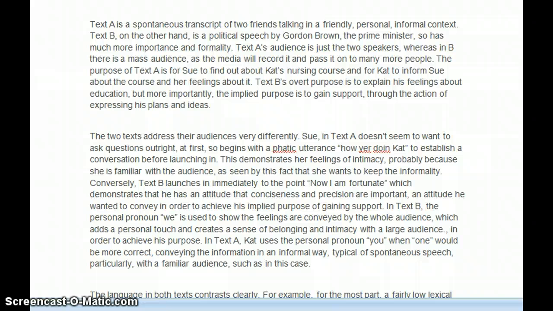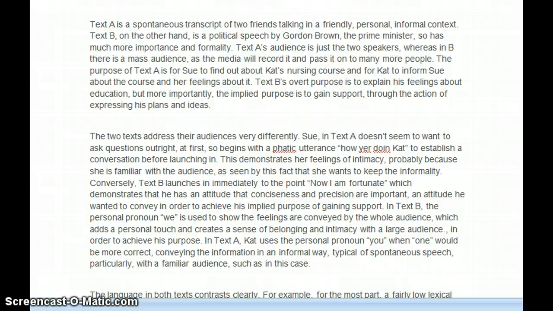Okay, so here's the intro. Text A is a spontaneous transcript of two friends talking in a friendly, personal, informal context. Text B, on the other hand, is a political speech by Gordon Brown, the Prime Minister, so has much more importance and formality. Text A's audience is just the two speakers, whereas in B there is a mass audience, as the media will record it and pass it on to many more people.